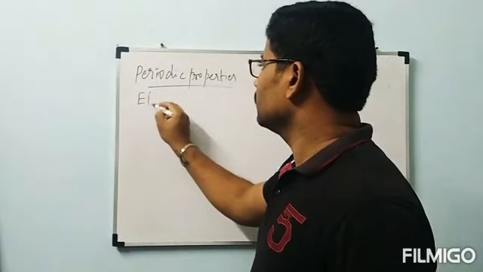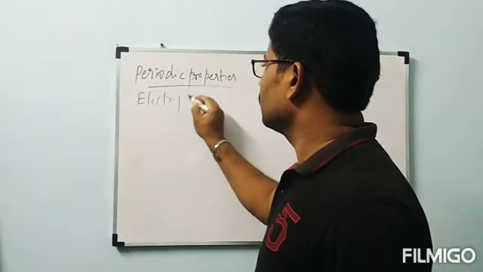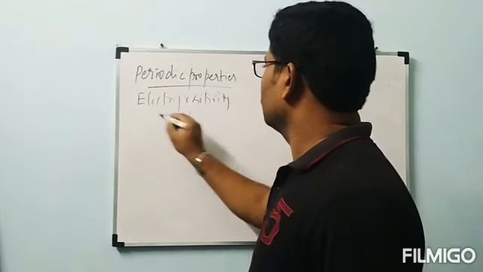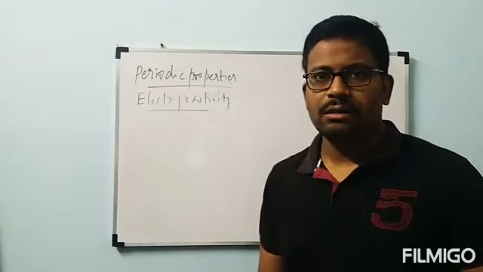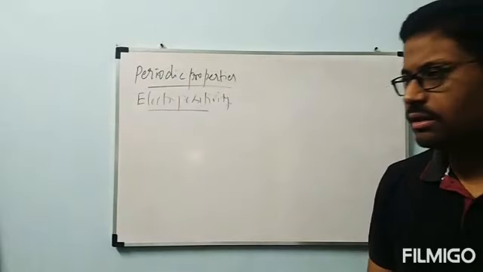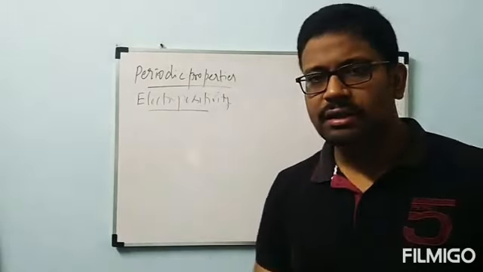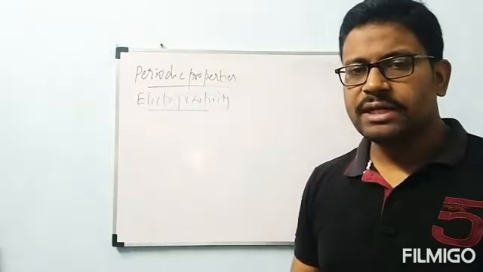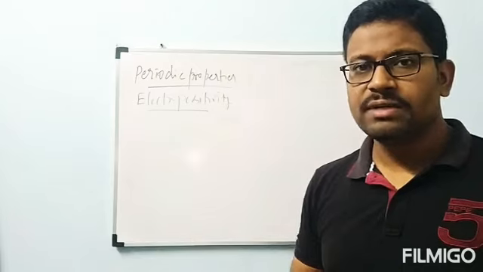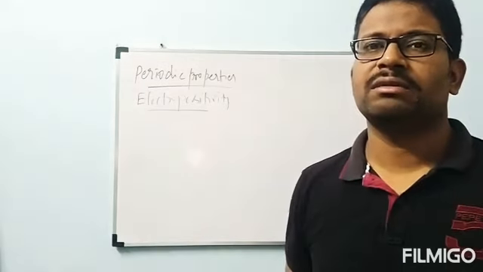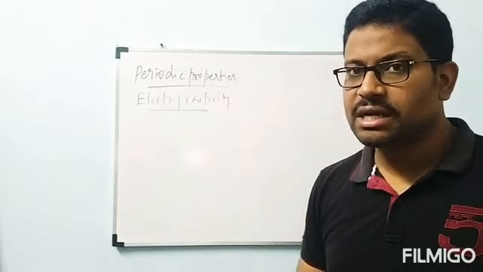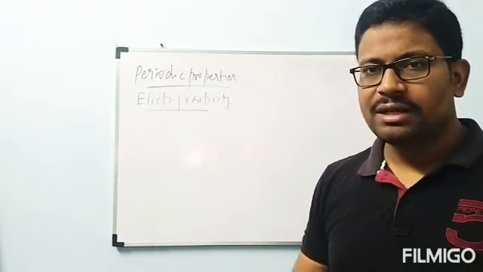Electropositivity. This electropositivity is also like electronegativity. Actually, it is a property of an atom. Electropositivity is the property of an atom, how easily that atom can lose an electron. That is called electropositivity.